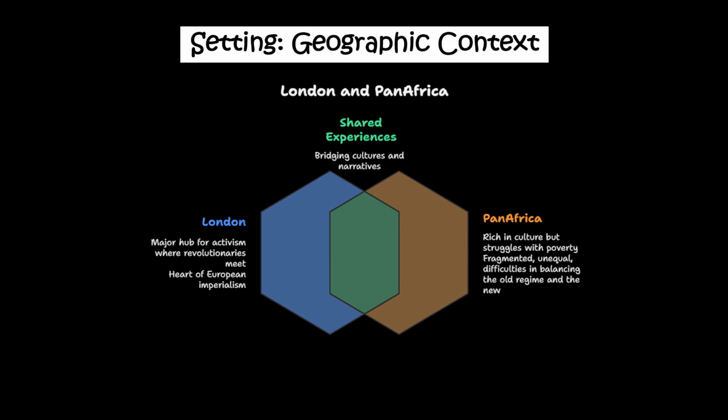Geographically, the novel shifts between two key locations, that is the fictional country of Pan-Africa and London, which is the capital of Great Britain, and this shift is aimed at reflecting the dual influences on the protagonist's life that they experience, rather, in London and Africa.